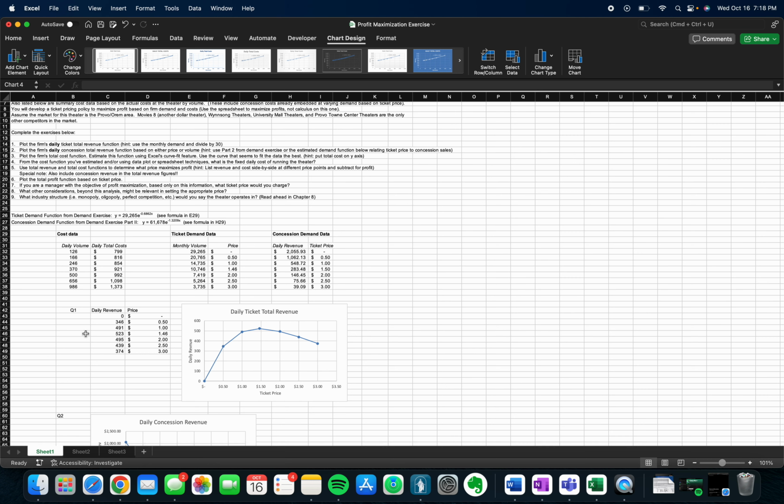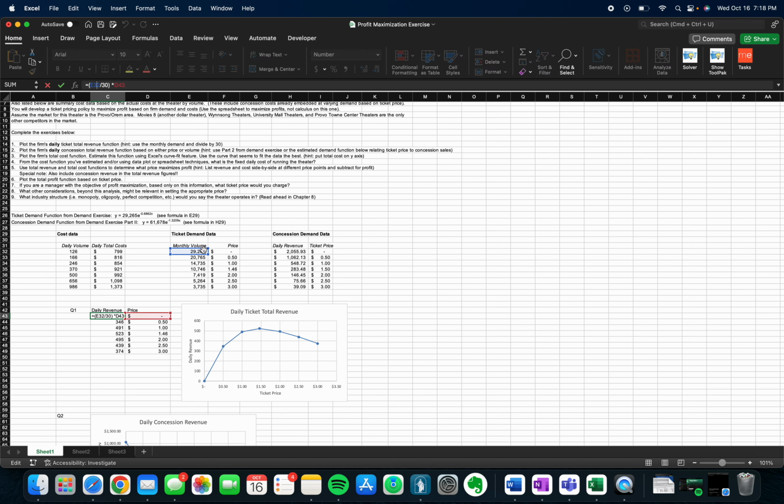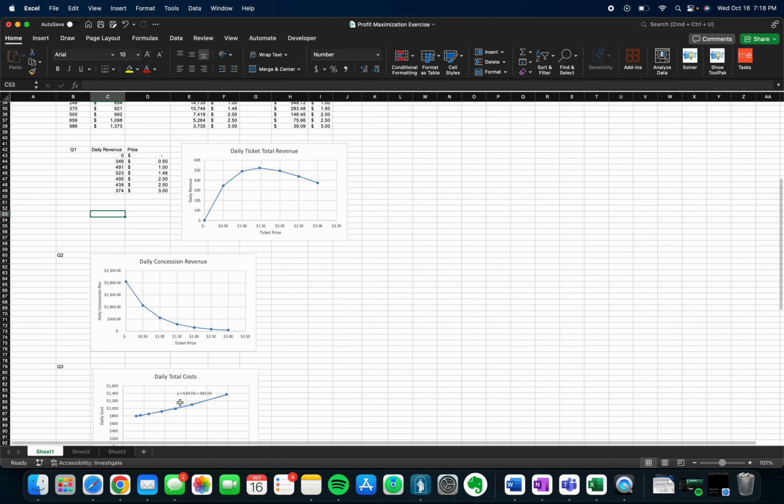Starting with question 1, we are asked to find and plot daily revenue. So what I did, I took these numbers right here, monthly volume divided by 30 to make it into daily volume. And then I multiplied it by the price, which gives you each of these daily revenues. And I plotted those compared to their respective ticket prices.